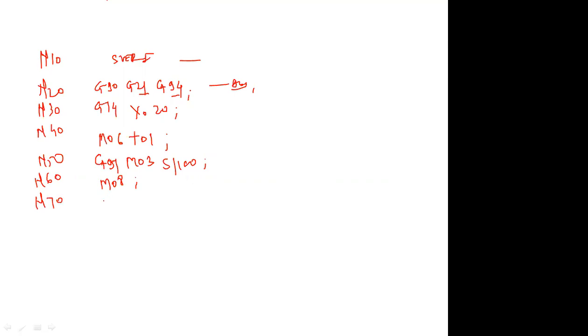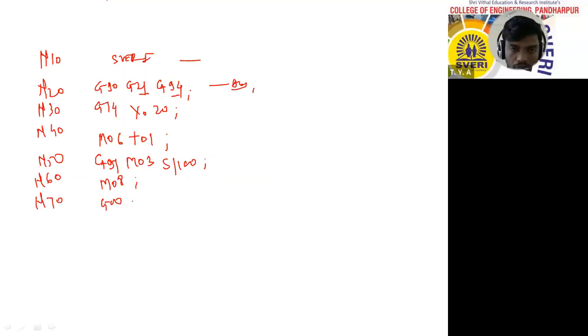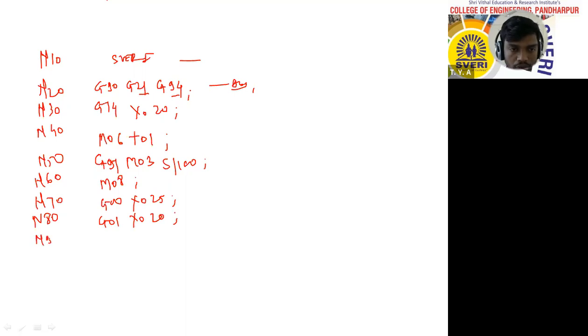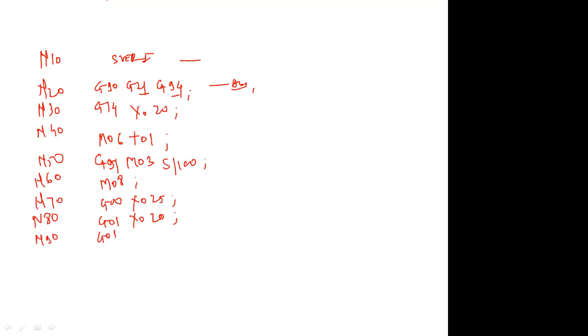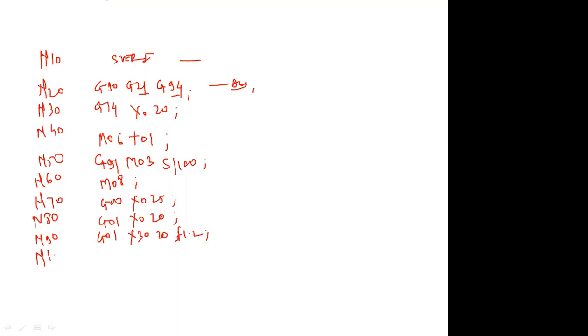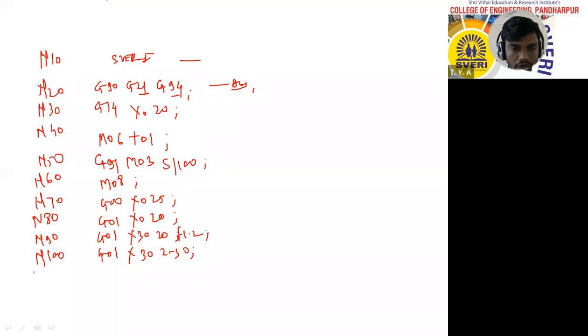Next N70: G00, X0, Z5. Next N80: G01, X0, Z0. Okay, good. Next: G01, X30, Z0, feed rate 1.2. Okay, very good. Next: G01, X30, Z-30. Okay, next N110.